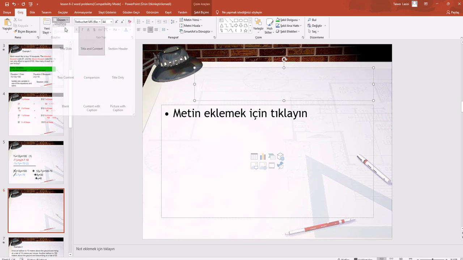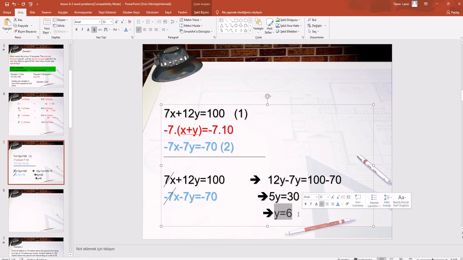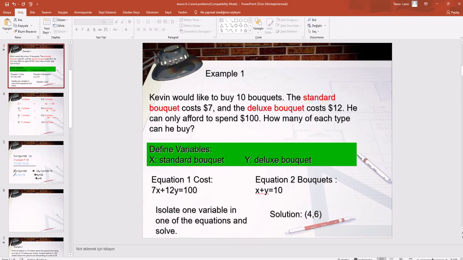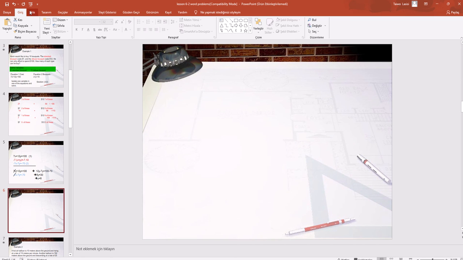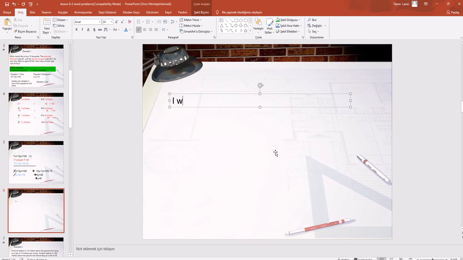Now I find y. What am I going to do? Substitute 6 for y. So 12 times 6. Yes, I find y. What it means is I am going to buy the expensive ones, 6 of the expensive ones. Okay? This means that I am going to buy, let us interpret it, 6 deluxe.